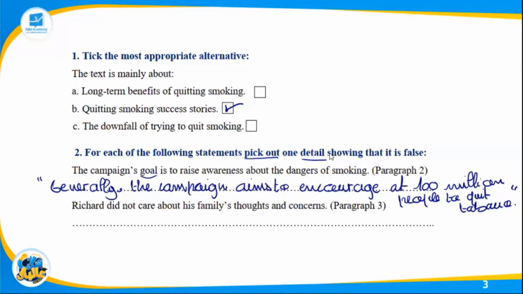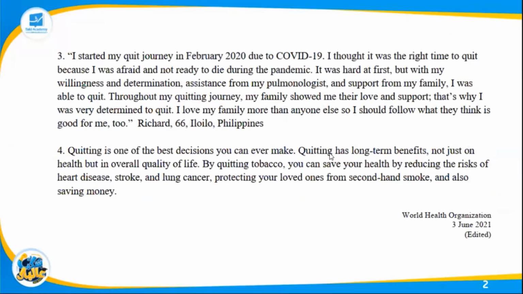Richard did not care about his family's thoughts and concern. Did not care. Which line is it? Oh, it's globally. I'm sorry.